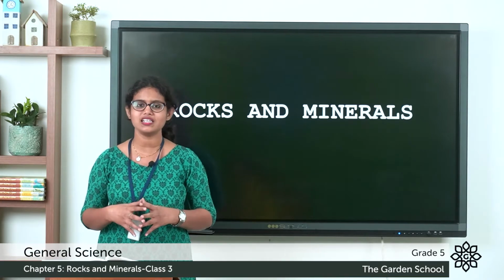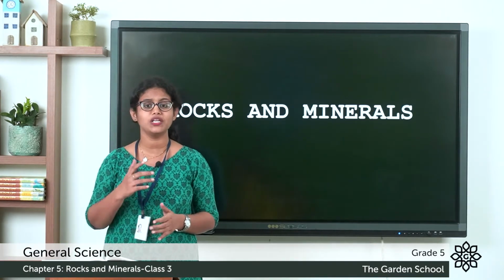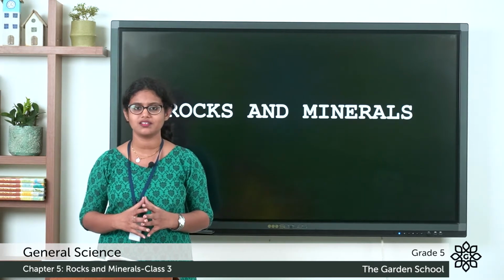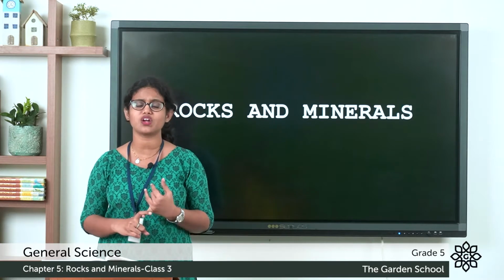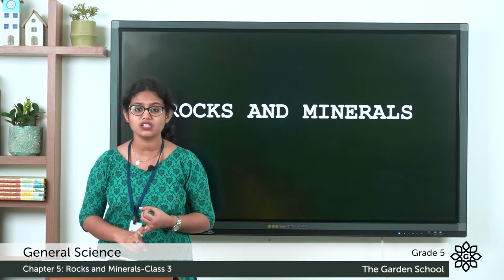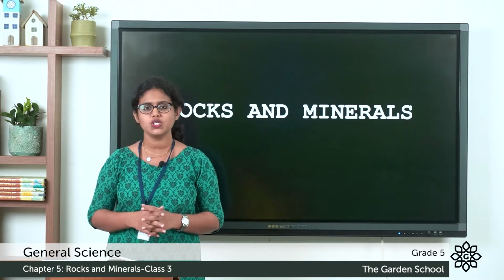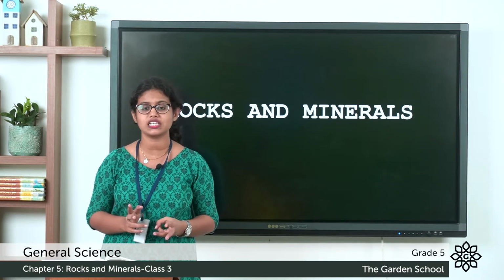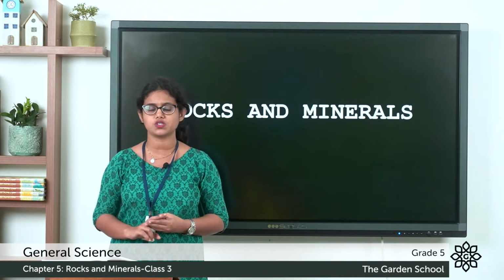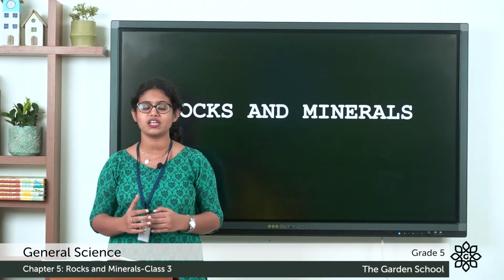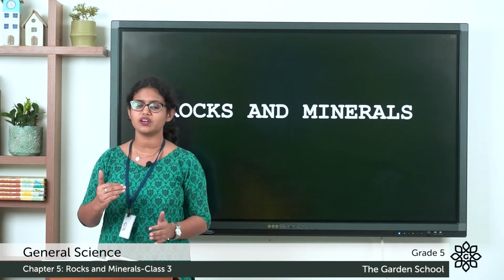So in the last class, we learnt about the different types of rocks and we learnt about the first one, that is the igneous rock. We learnt about the formation of igneous rock and even the different types of igneous rock. So we all know that rocks are of three different types. Which are the three different types of rocks? Igneous rock, sedimentary rock and the metamorphic rock.